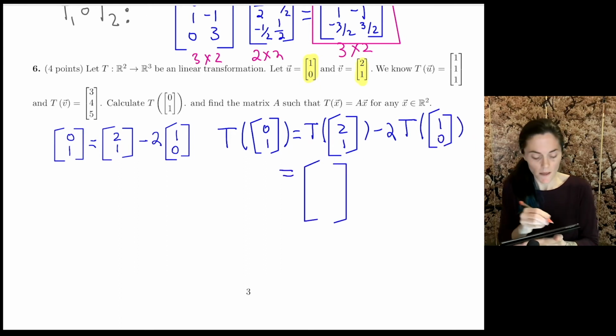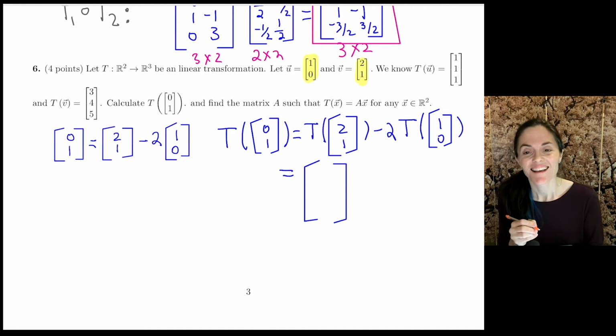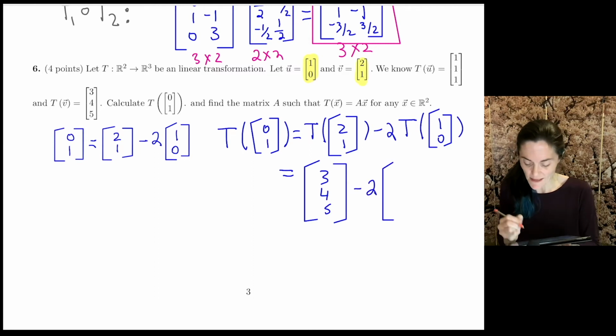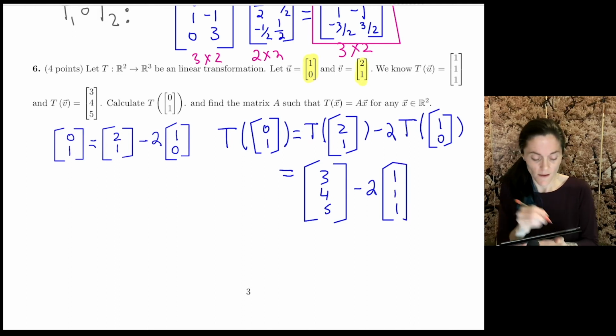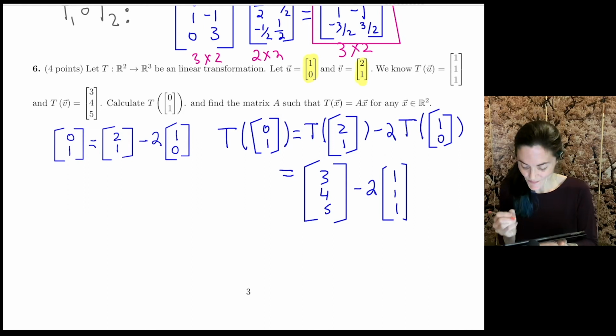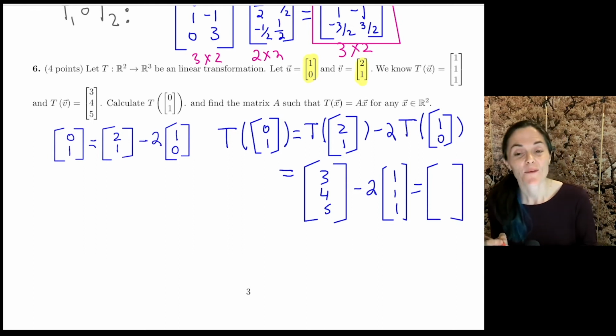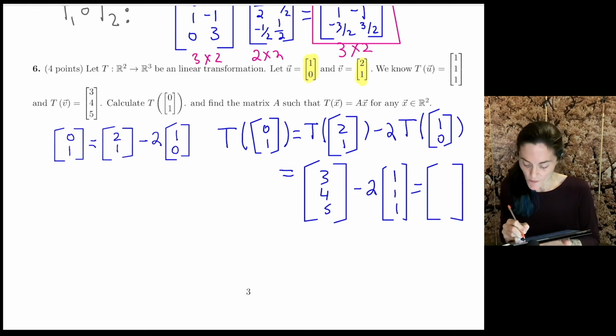Now, this one, T of 2, 1, that is V, and T of V is 3, 4, 5. So T of 2, 1 is 3, 4, 5. Then we have minus 2 times T of 1, 0, which is 1, 1, 1. And here we're going to calculate T of E2. This equals 3 minus 2, 4 minus 2, and 5 minus 2.